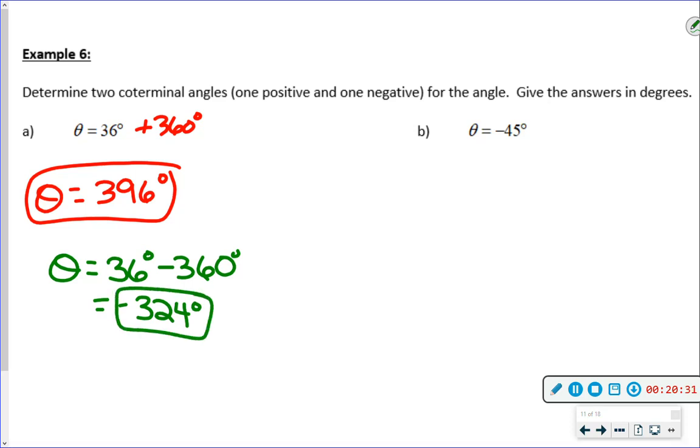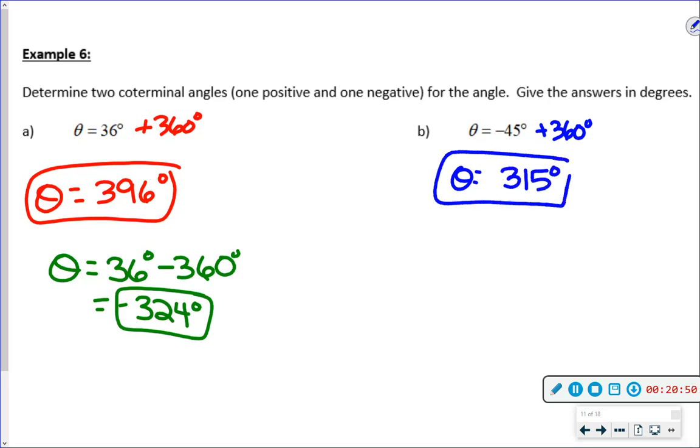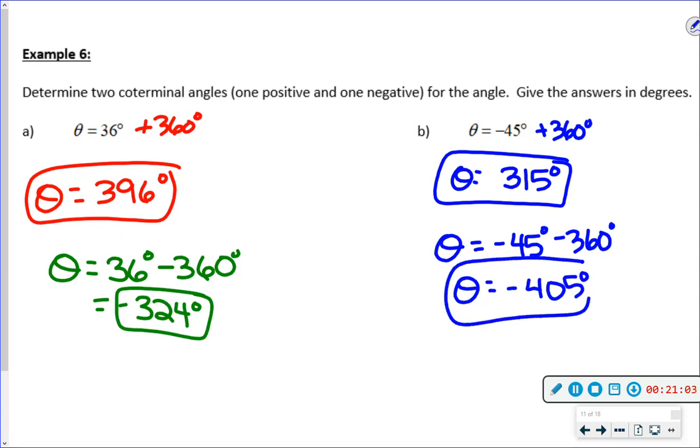So if I made you draw out 36, 396, negative 324, they're all going to land in the same final destination. That's what we're doing. All right, same deal. Add 360. So that's going to give you 315. And then subtract 360 because I want one positive, one negative. So I'm going to put negative 405. So you probably already have 17 and 18 on the homework. Type it away, my friends. And there is a C to this one.